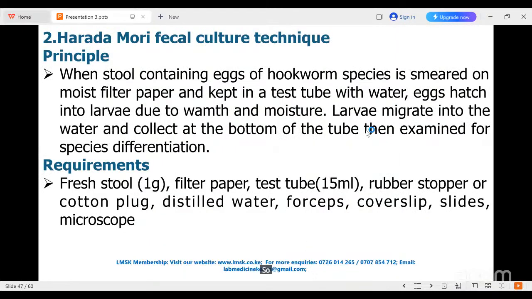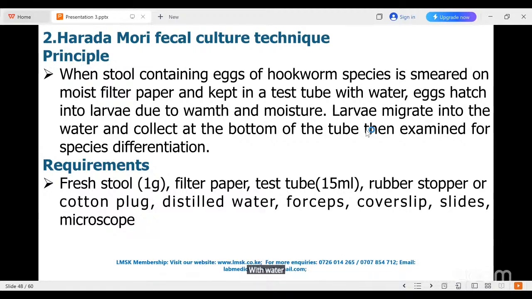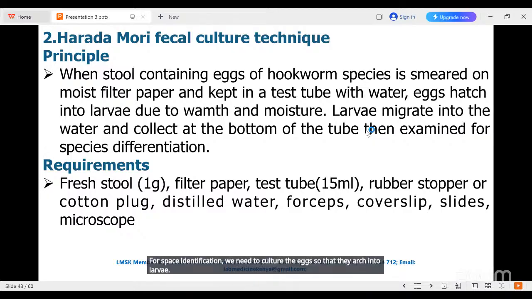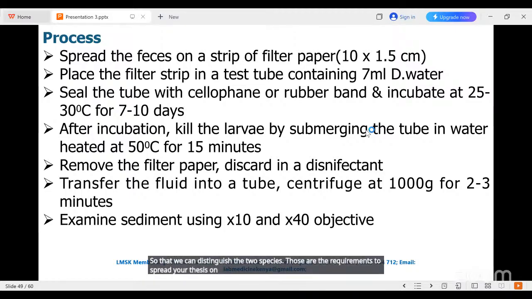Here, a stool containing eggs of hookworm species is smeared on a moist filter paper and kept in a test tube with water. These eggs hatch into larvae due to warmth and moisture. The larvae migrate into water and collect at the bottom of the tube and are then examined for species. For eggs, we might not distinguish between Ancylostoma duodenale and Necator americanus. For species identification, we need to culture the eggs so that they hatch into larvae so that we can distinguish the two species. So those are the requirements. You spread your feces on a strip of filter paper, which is soaked in water.